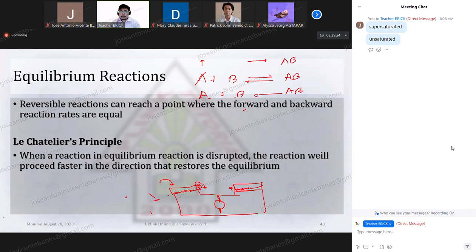Okay? Now, what affects the equilibrium? Equilibrium is affected by temperature, the amount of products and reactants, and pressure. Okay. Now, temperature, it depends if exothermic or endothermic. If it absorbs energy, then it's endothermic. If it releases energy, then it's exothermic. Okay?